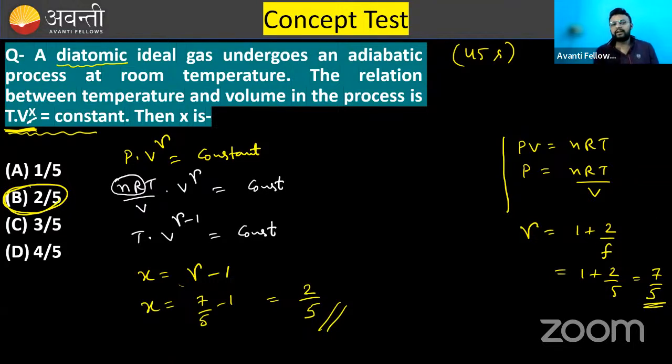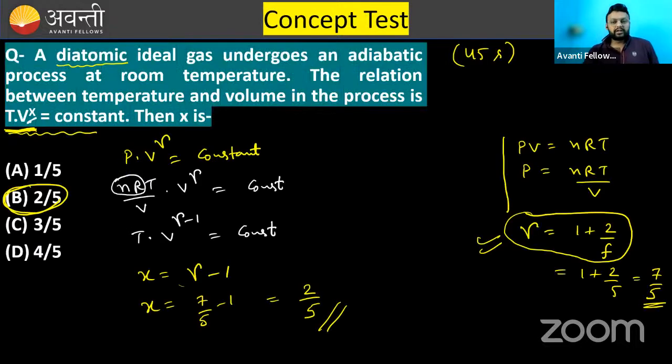What is F? Degree of freedom. And for diatomic ideal gas, degree of freedom is what? 5. And this is the formula for gamma that we have derived in the previous class, in yesterday's class. You need to remember this formula. Moving further. Now, is this question clear to you? Everyone? Now moving further. Heat engines.